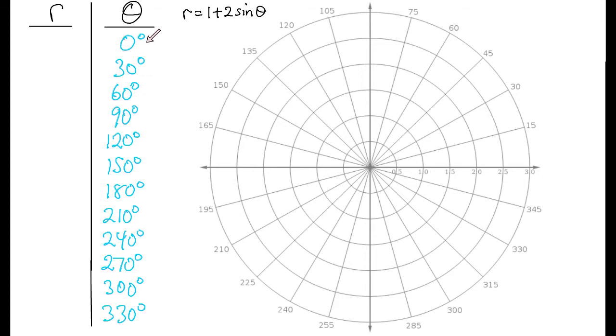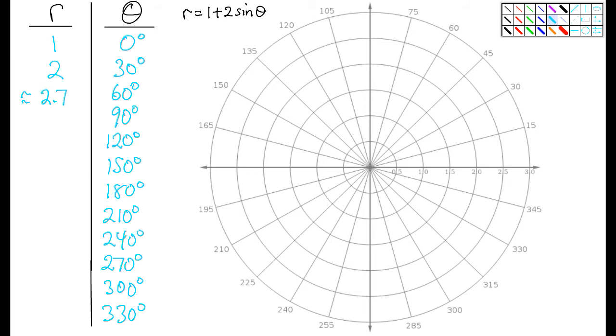When theta is equal to 0, sine of theta is equal to 0, so r is just going to be equal to 1. When theta is equal to 30, sine of theta is equal to 1/2, so r is 1 plus 1, which is 2. A little trickier when theta is equal to 60, sine of theta is root 3 over 2, so this becomes 1 plus root 3. Now we know that root 3 is about 1.7, so r is going to be roughly, I'll just put a little approximation here, 2.7. We're not looking for a lot of accuracy here. If we really want to do this accurately, we use a computer.